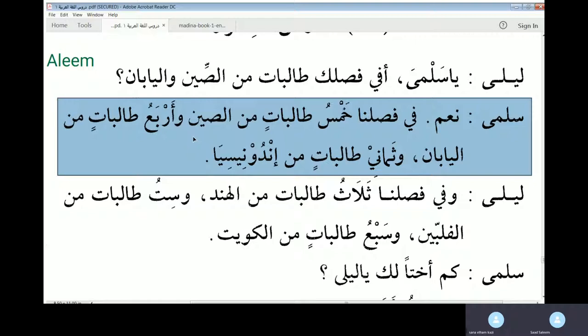In our class, five female students from China and four female students from Japan, and eight female students from Indonesia.